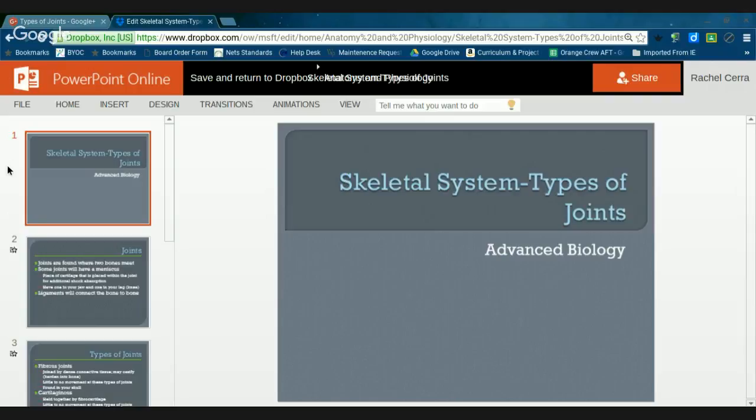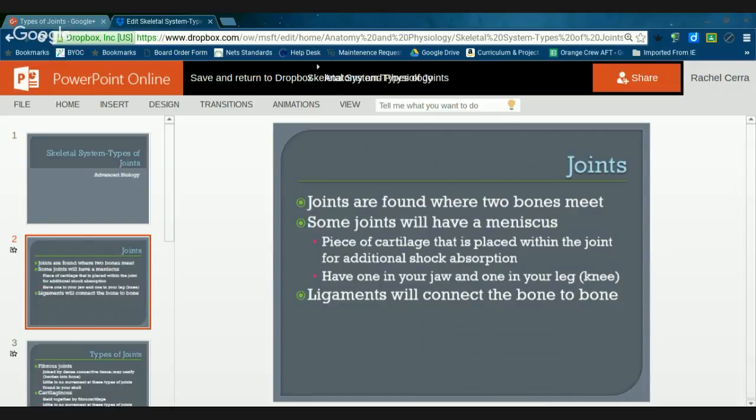What we're going to do is talk a little bit about the different types of joints in your skeletal system. So the first thing that I wanted to go over was kind of what joints are. They are a place where two bones are going to meet and basically touch. So it's just any place where two bones come in contact with one another.